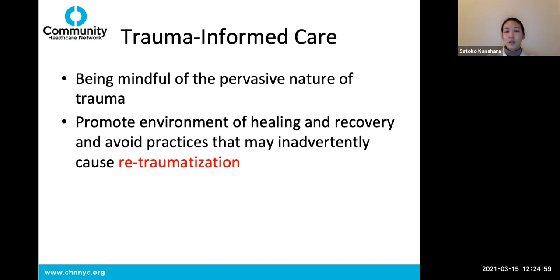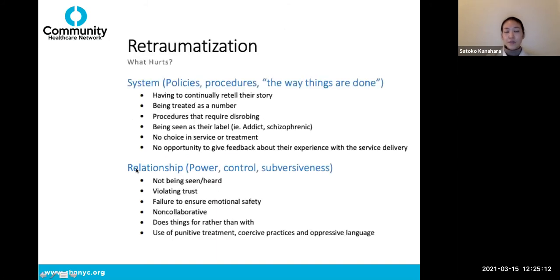So if we are not being careful about their past experiences and how they might be reacting because of their past trauma, we could re-traumatize somebody just through going through what we think is a regular medical exam and medical process. So just a little bit of what kind of things can be re-traumatizing.